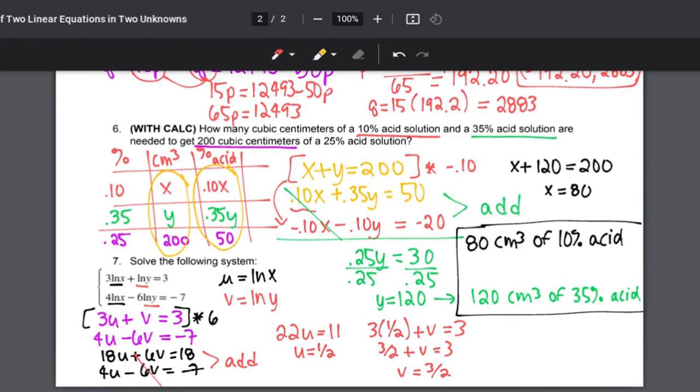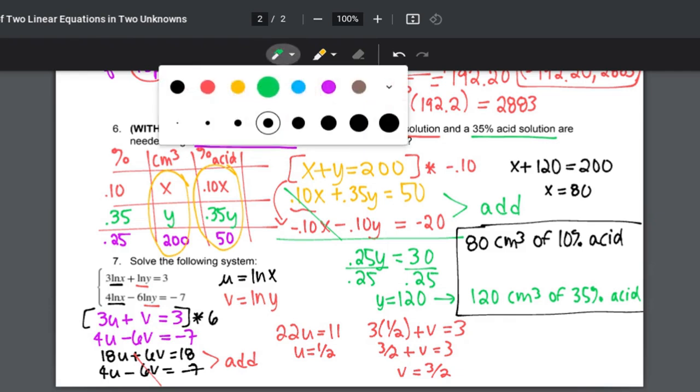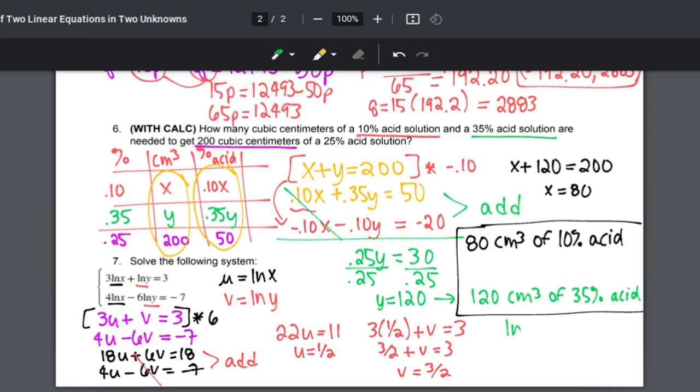All right, but it says to solve the following system, and the original equation had x's and y's in it, not u's and v's, so that means we need to go back and re-substitute in the natural log of x is equal to u. So natural log of x is equal to 1/2, which means that you need to change to exponent form, and as a reminder, natural log has a base of e, so e to the 1/2 is equal to x. Then I need to do the same thing with the y's, so natural log of y is equal to v, which means that natural log of y is equal to 3/2, exponential form, so e to the 3/2 is equal to y.